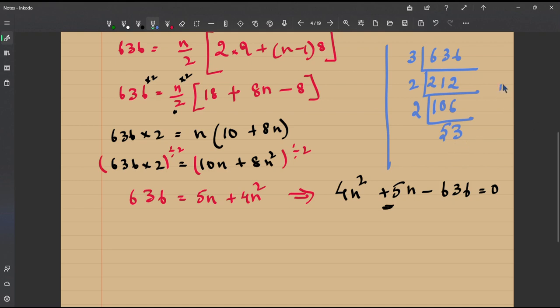No, because 13 into 4 is 52. So 17, no, 17 also is not divisible. We'll have to look for numbers till 27, at least till half of 53, 26 or 27.